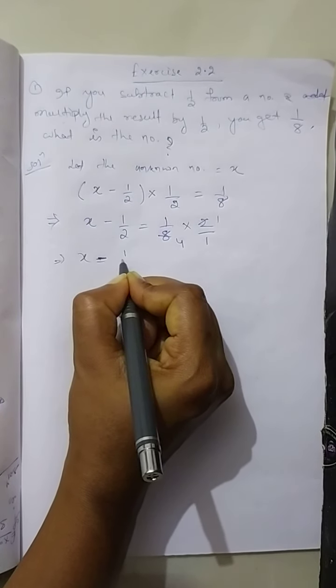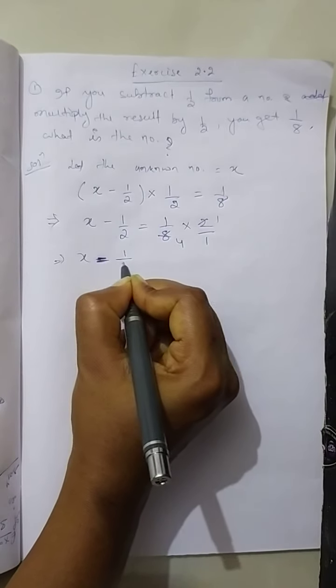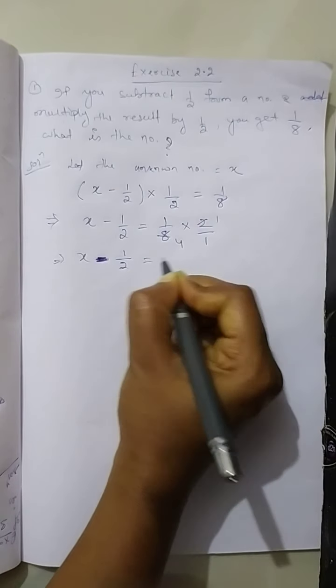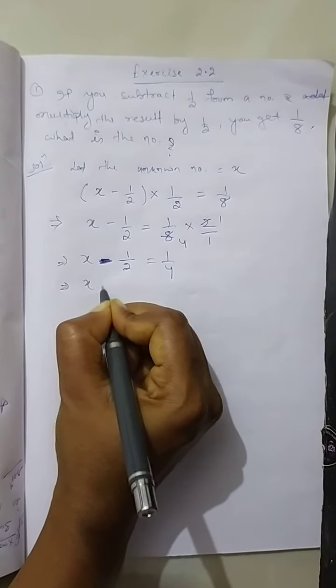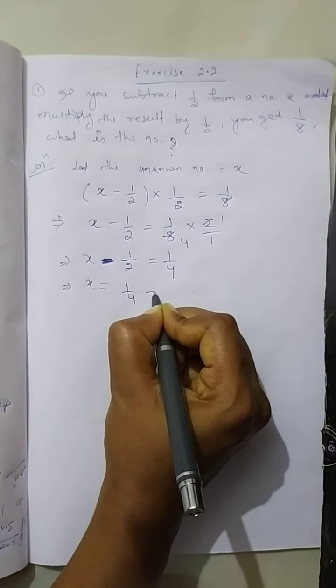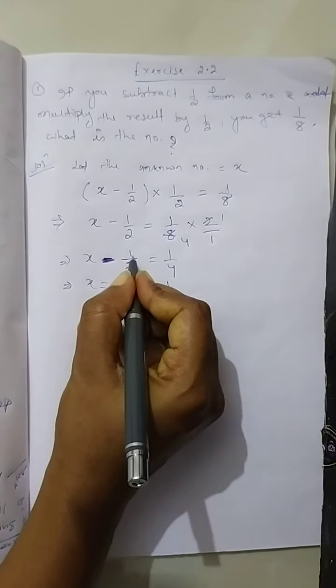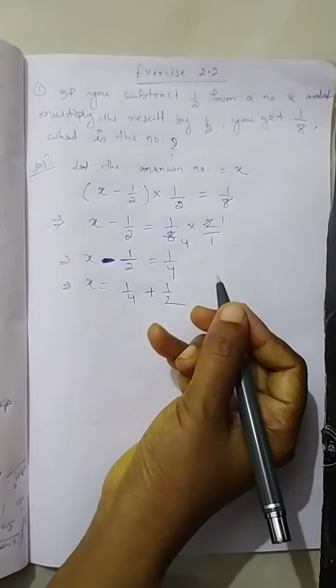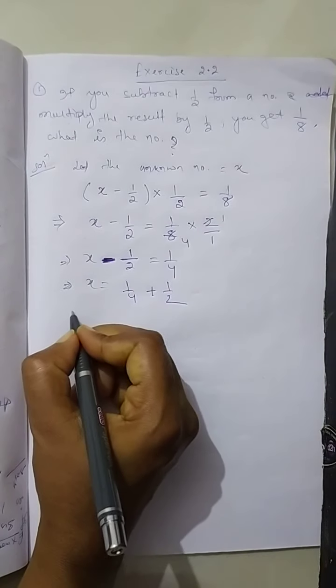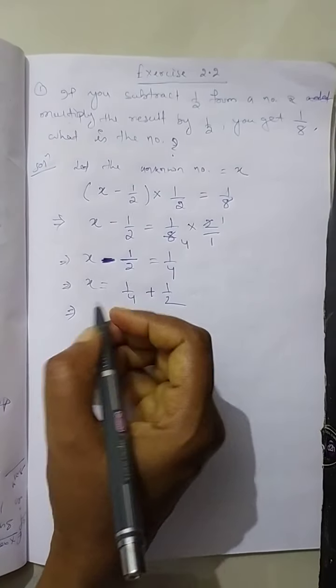So x minus 1 by 2 equal to 1 by 4. x equal to 1 by 4 plus 1 by 2. The sign of 1 by 2 is negative here. If we transpose it to the other side, it will become positive.